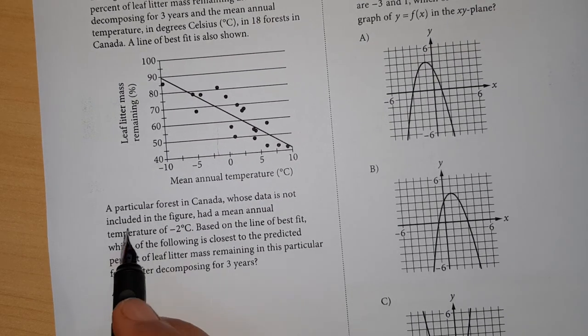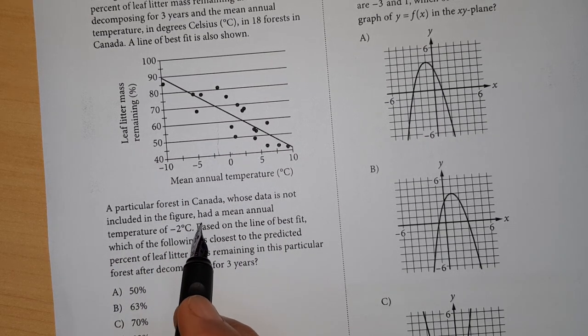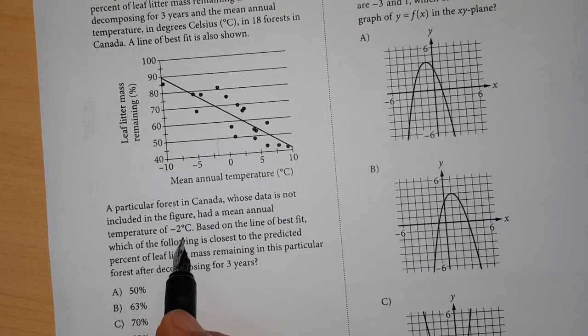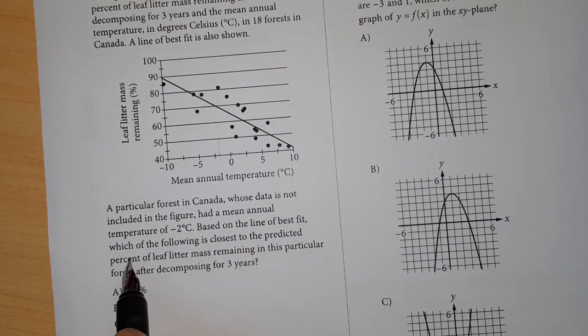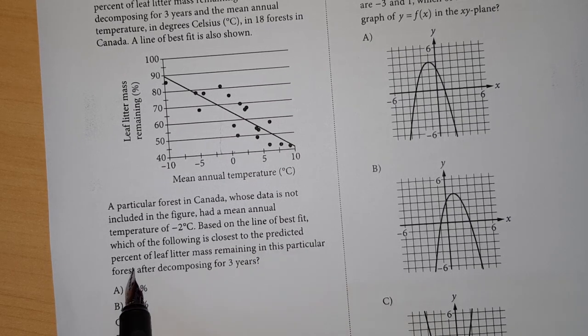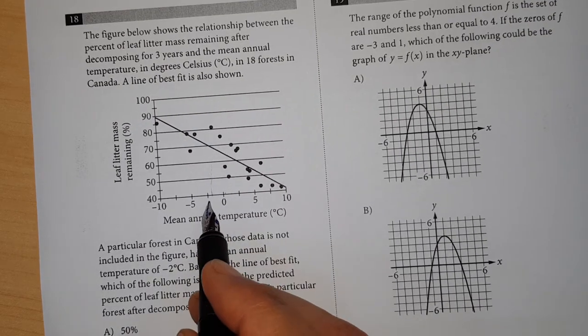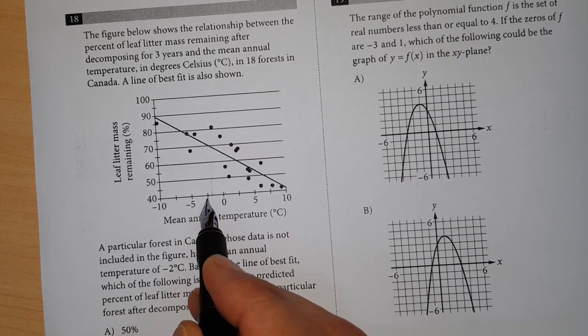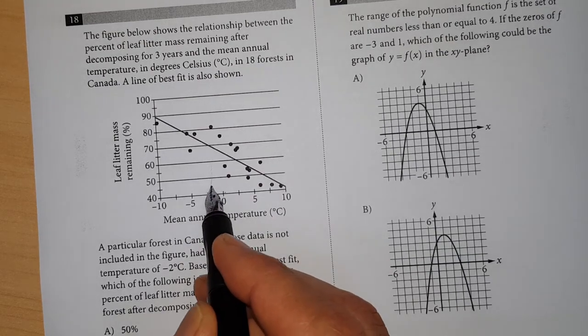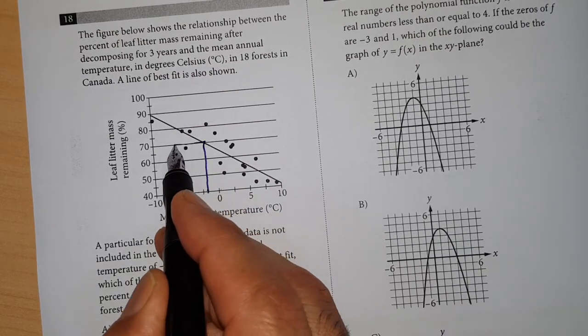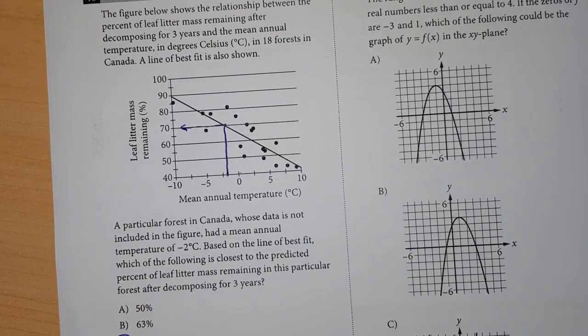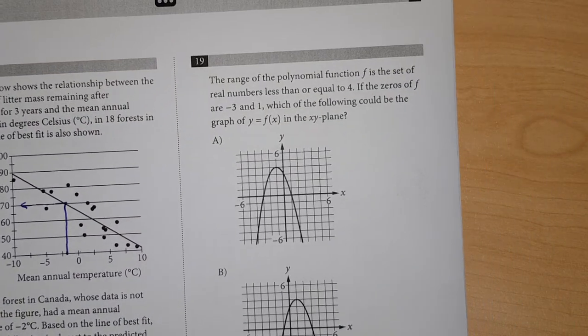A particular forest in Canada, whose data is not included in the figure, had a mean annual temperature of -2. Based on the line of best fit, which of the following is closest to the predicted percent of leaf litter mass remaining in the particular forest after decomposing for 3 years? -2 is almost here: this is 0, this is -5, and in the middle is -2.5, so -2 is a little bit before. If you draw a line to the line of best fit and go to the y-axis, you get approximately 70%. This is an easy and direct question.